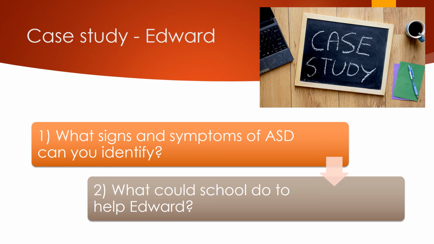To finish, let's have a look at a case study, 7-year-old Edward. We will find out a bit about what is going on for Edward, and then we will try and identify some signs and symptoms of autism. We will then think about what school could do to make things better for him.